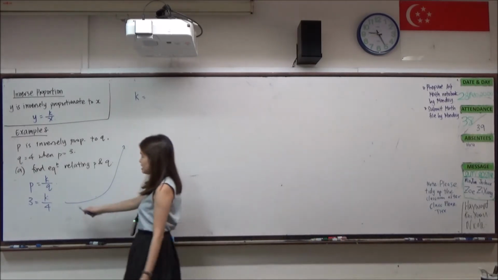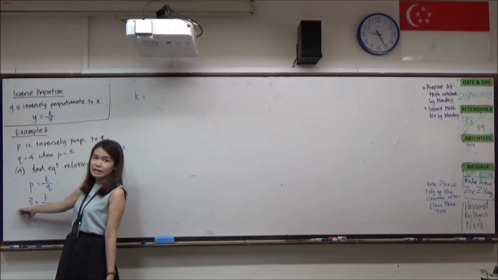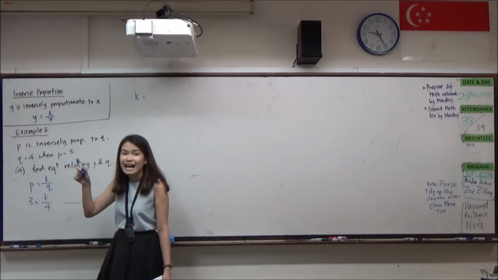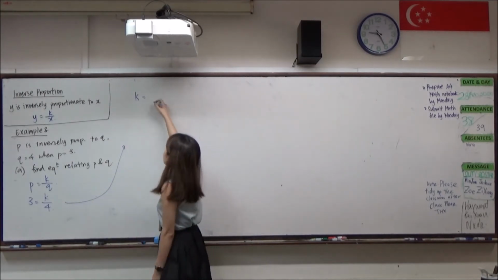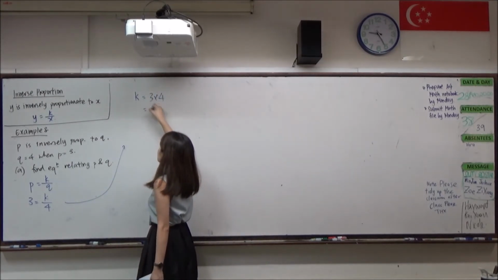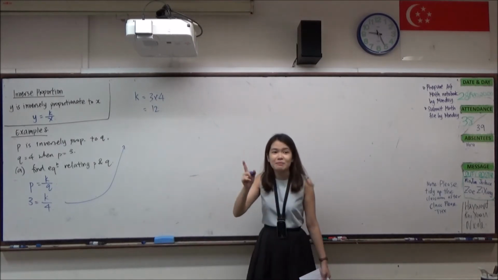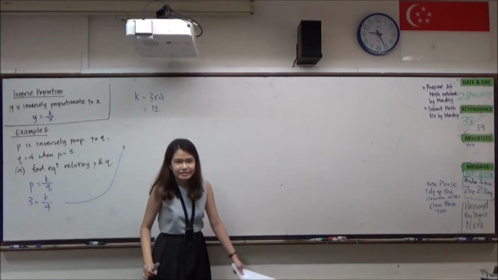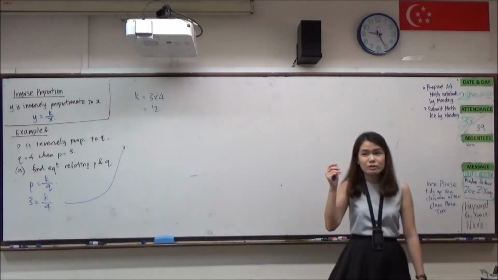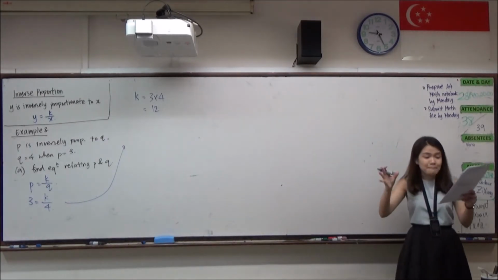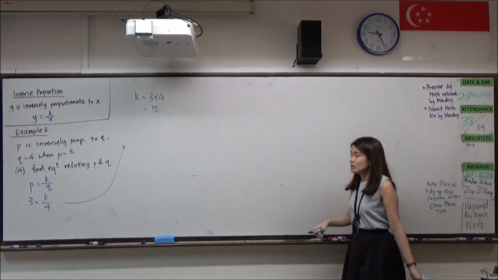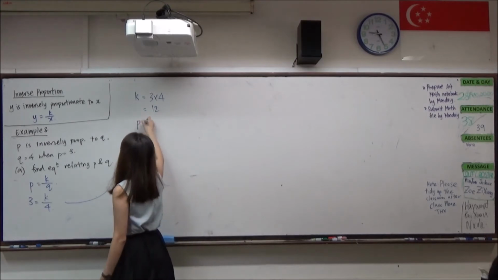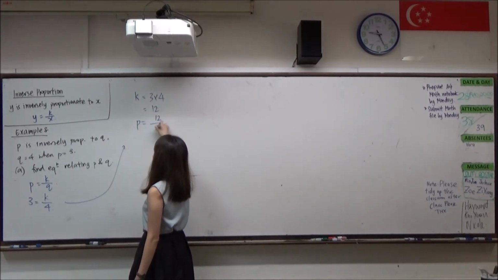Because we want to remove the denominator, so we bring it over to the left. This is K divided by 4. Going to the left will be 3 times 4. Right? So therefore, K will be equal to 12. And that makes sense because we know very clearly 12 divided by 4 is 3. So sometimes we need to use some number sense to see whether the answer makes sense or not. So therefore, the equation will be P equals 12 over Q.